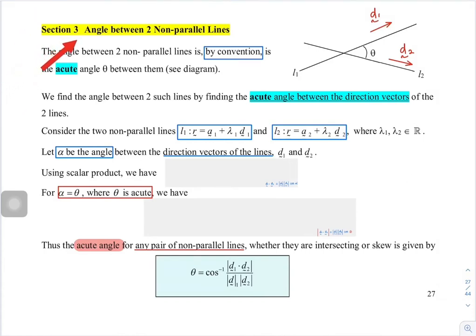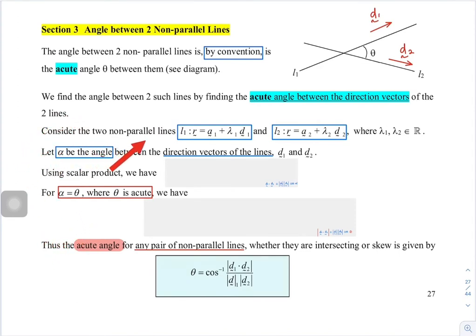In section 3, we are going to look at the angle between two non-parallel lines. Now, the angle between two non-parallel lines, by convention, is the acute angle theta between them. So, in this particular diagram, we have the line L1 with direction vector D1 and the line L2 with direction vector D2. The acute angle between the two lines, defined by theta, can be found by finding the acute angle between the direction vectors of the respective two lines.